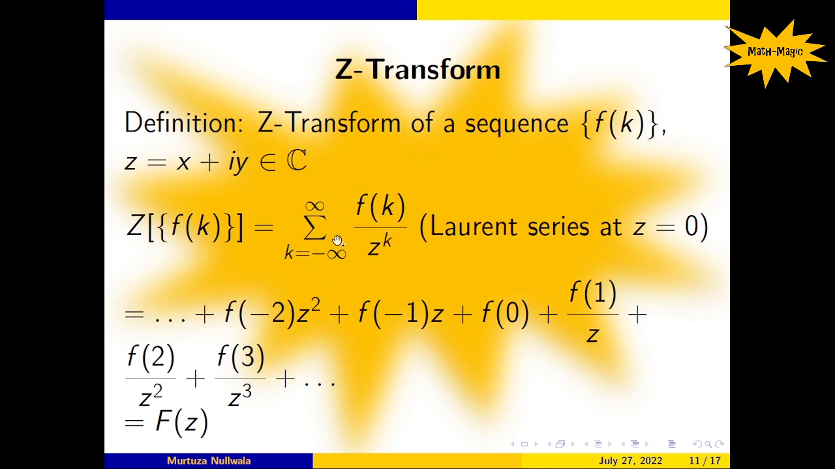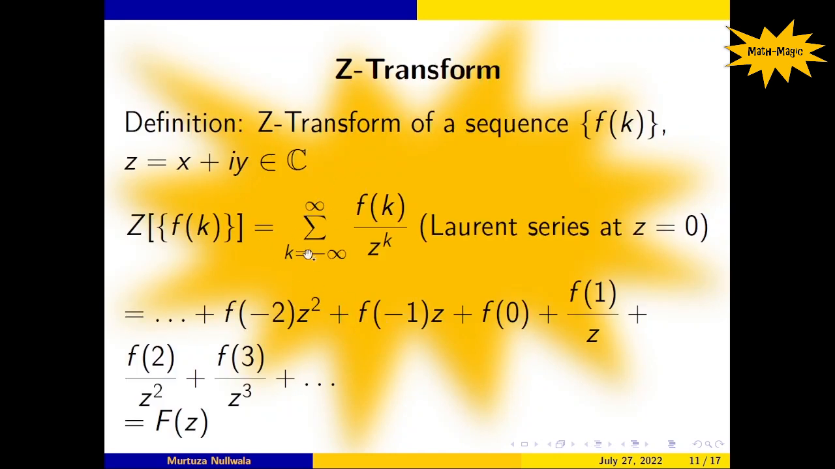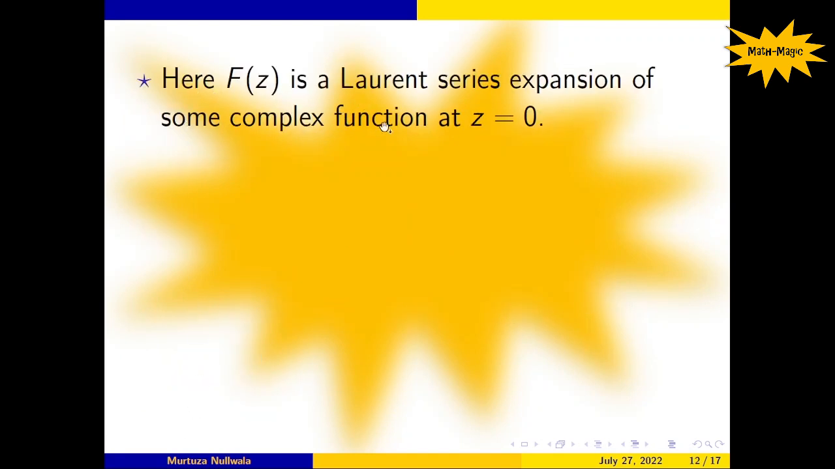Now we can write this summation as follows. If we take k equals 0, we get f(0). If we take k equals 1, we get f(1) upon z, plus when we take k equals 2, it's f(2) upon z squared, plus f(3) upon z cubed, and so on. And if we take k equals minus 1, we get f(-1) times z, because 1 upon z raised to minus 1 will be z. Then if we put k equals minus 2, we get f(-2) times z squared, and so on. We denote this series as capital F(z). So the Z transform of the sequence f(k) is capital F(z), which is a Laurent series expansion in the complex variable z at z equals 0.